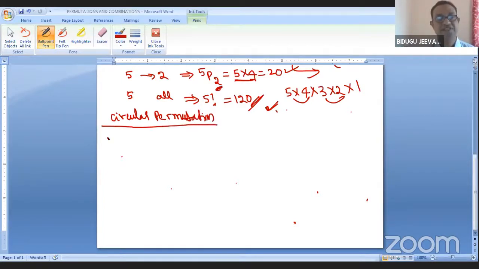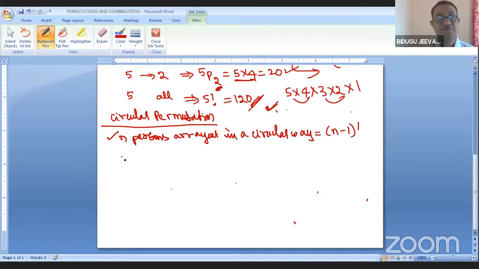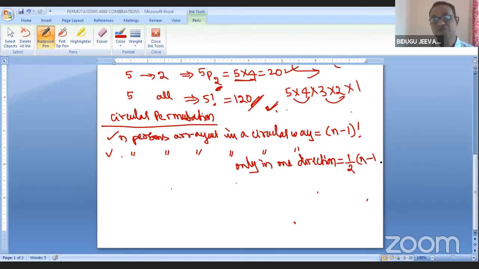In this, number one, n persons arrangement in a circular way is equal to n minus 1 factorial. Second one, n persons arrangement in a circular way only in one direction. Rule is 1 by 2 into n minus 1 factorial. Right? Following? Now, let me explain these 2 points.